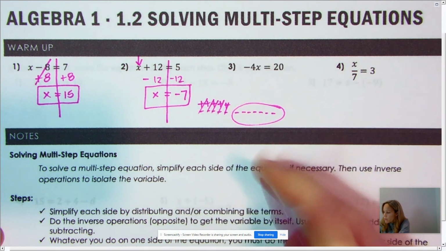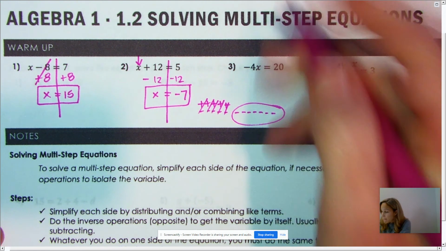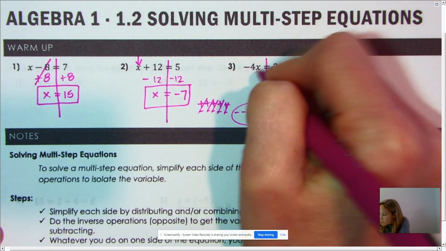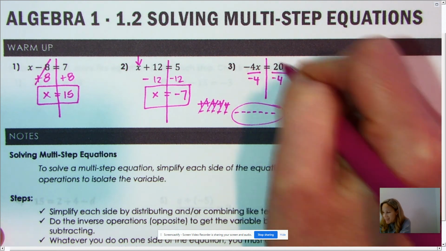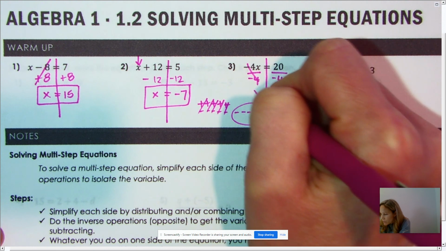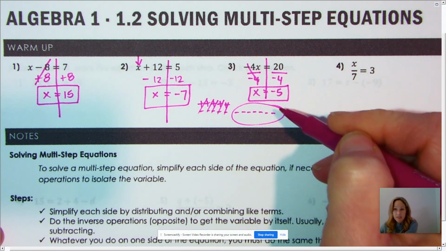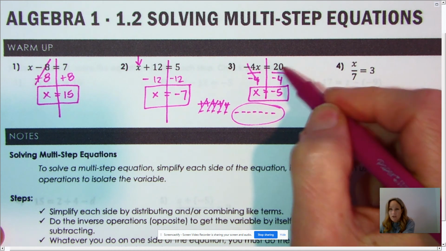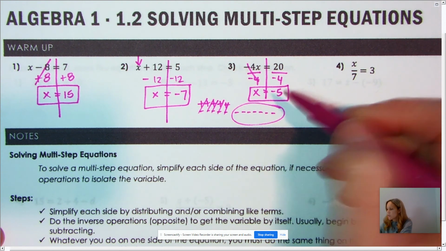Okay. This one over here, anytime I have a number touching a letter, it means multiplication. So I want to do the opposite, which would be divide. I'm going to divide by -4, but I also have to divide by -4 on that side to keep it balanced. So I get x is equal to -5. Remember, a positive divided by a negative is a negative. Whenever I'm multiplying or dividing, if there's only one negative, it sticks to my answer. If I have two negatives, they cancel each other.